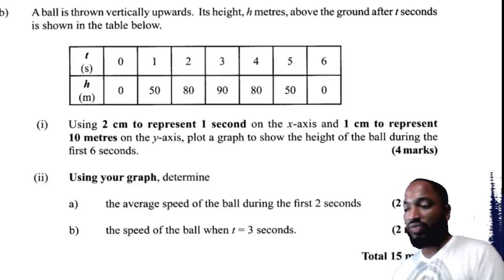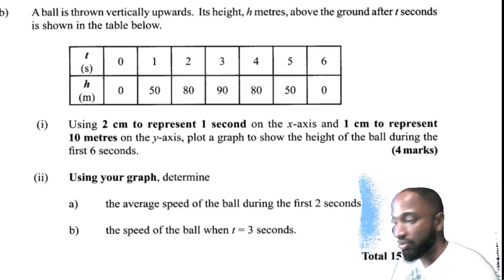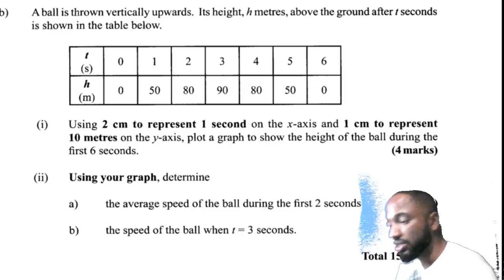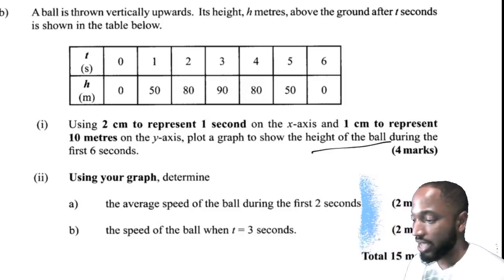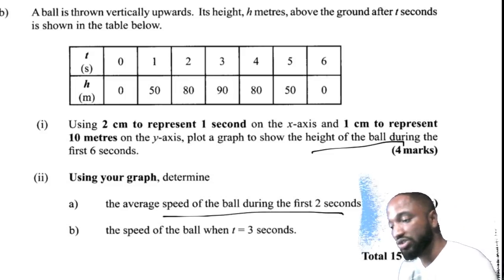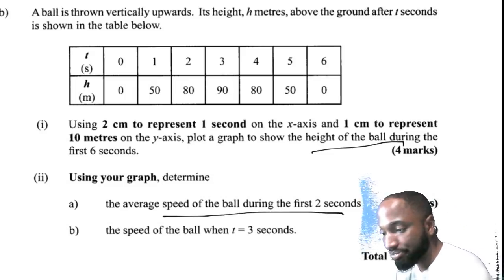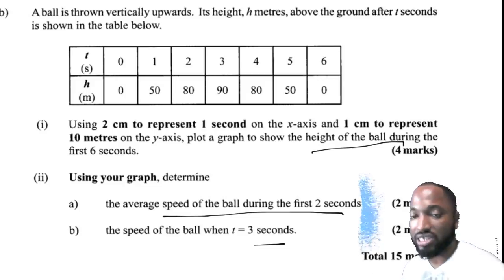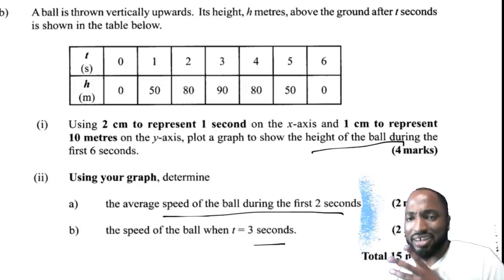A ball is thrown vertically upwards. The height is 8 meters off the ground after 3 seconds. This is a kind of hard one. Using 2 centimeters to represent, plot a graph to show the height of the ball during the first 5 seconds. They want you to plot the height, and then talk about the average speed of the ball during the first 2 seconds, and then the speed of the ball when t is equal to 3 seconds. So this one is kind of different.